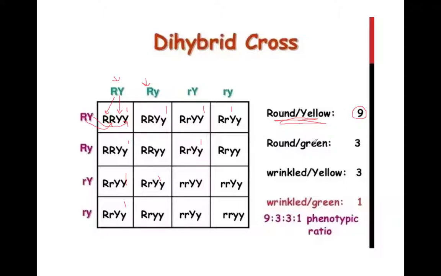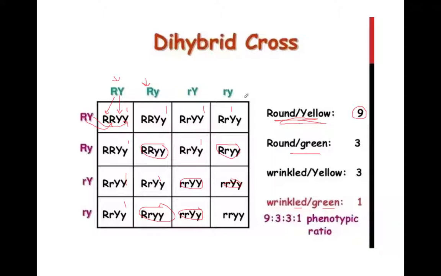If you looked at round versus green, here's that. Round versus green's right here, and right there. So 3 out of 16 would give us round versus green. Wrinkled and yellow is right here. So there's 1, 2, 3. And then only 1 out of 16 would be predicted to show both recessive traits. So wrinkled and green seeds.